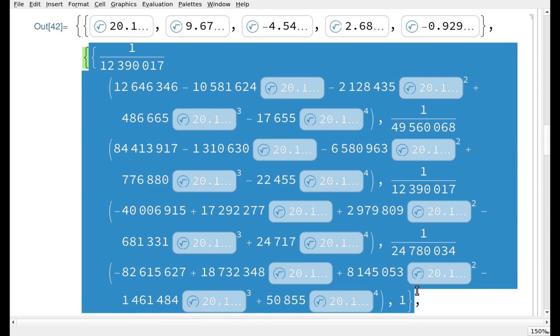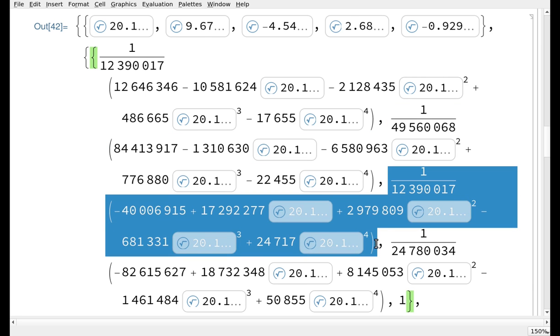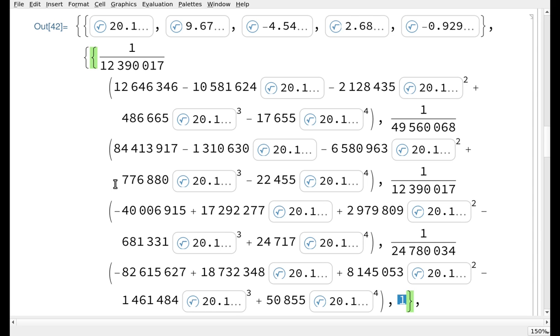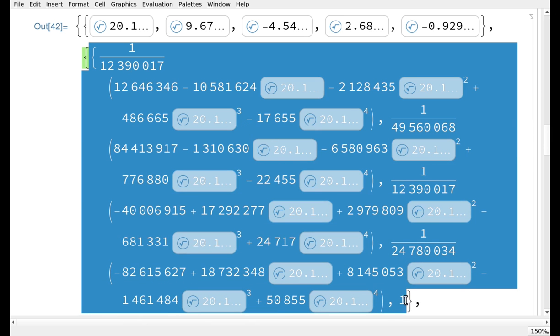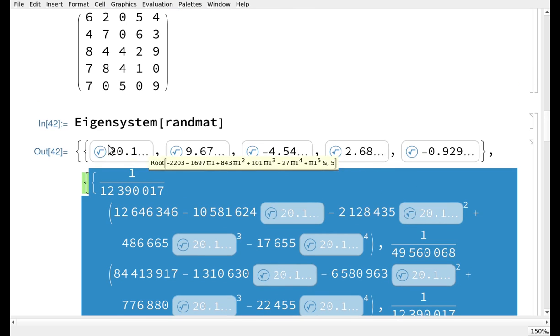This is the first vector. It says that the first entry in the first vector is this number here. This is the first number in the first vector. This is the second number, this is the third number, this is the 4th number, and the last number in the first vector is just 1. So this whole mess here is in fact the first vector, and it's given in both decimal and unsimplified form. That's why it takes up so much space. By the way, this was the first eigenvector, therefore it corresponds to the first eigenvalue over here.